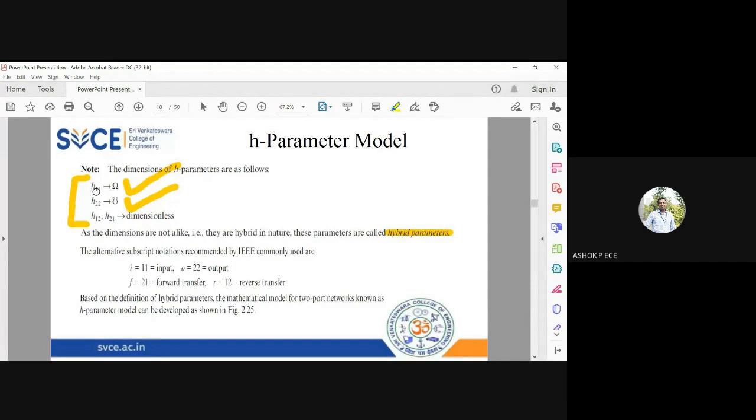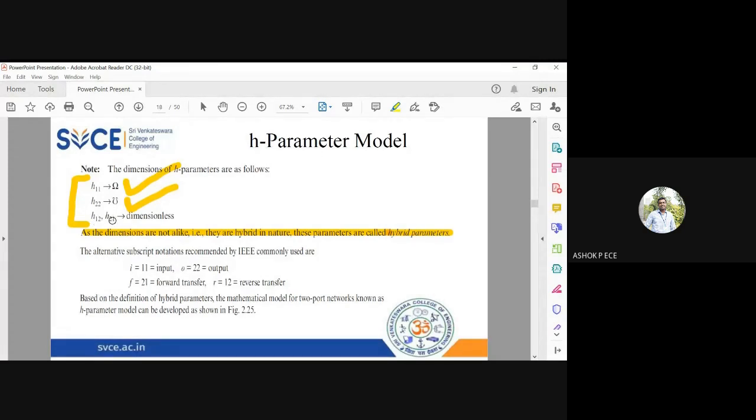Even the parameters are not the same, the units are not the same, they are completely different, they're very hybrid, so it is called hybrid parameters. So commonly for a transistor, we'll be doing some changes to these H parameters. In IEEE notation, 1 is input impedance, so I'll replace 1 by I. And 2 is output admittance, so I'll replace 2 by O. It is not 0, it is O.